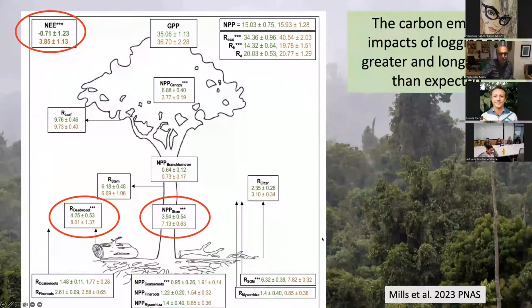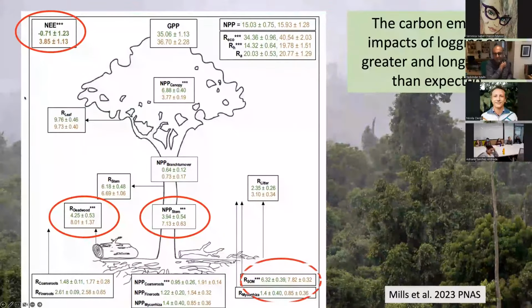We see that the woody growth is indeed much higher in the logged forest. It is almost twice as high as these trees are racing for the light, trying to close those gaps. They're prioritizing woody growth. But that doesn't offset the extra release from the dead wood.